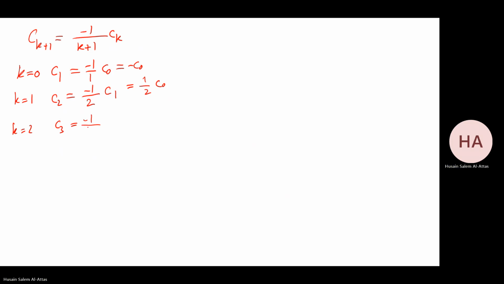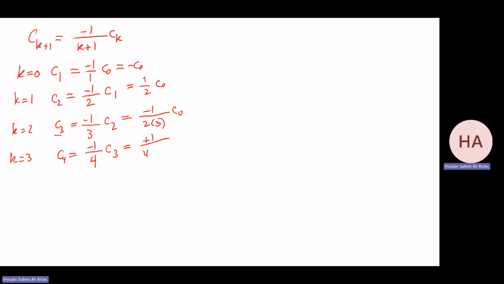-1 over 3 C2. That will be -1 over 2 times 3. I will leave it like this. I will not do the product. I'll tell you why later. For k equal 3, C4 is -1 over 4 C3, which is equal to what? -1 over 4 C3 is this. That will be plus, minus times minus, and this will be 2 times 3 times 4, and so on. And we'll continue like this.